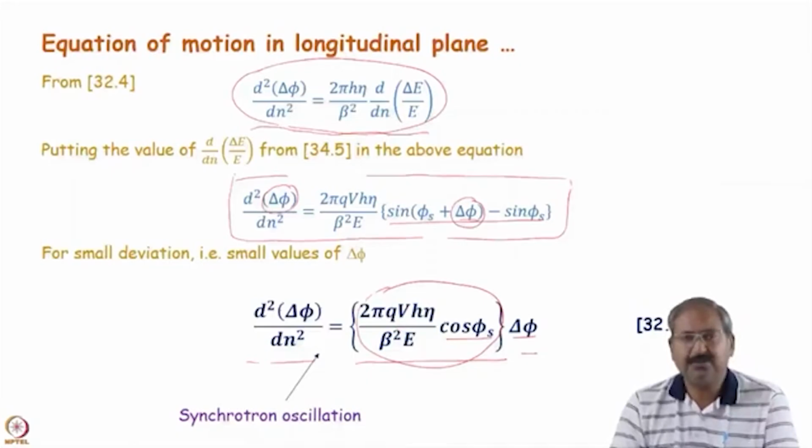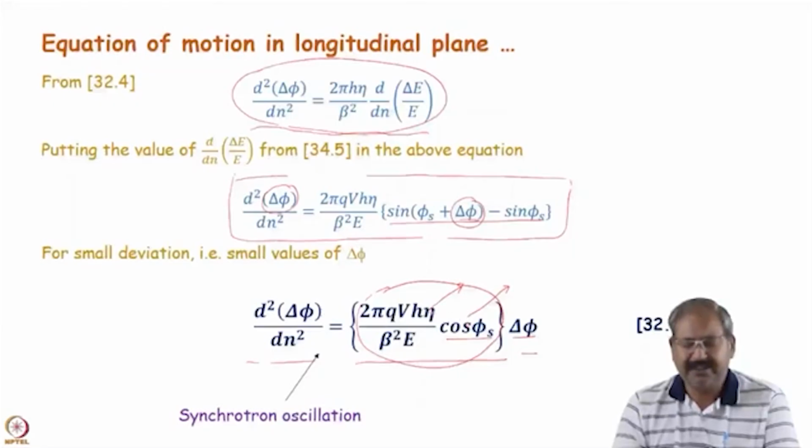Now here two quantities can be either positive or negative. One is the frequency slip factor and the other one is cos phi s. So if eta is positive, then cos phi s should be negative, and if eta is negative, then cos phi s should be positive. Only then will this represent a simple harmonic oscillator. Otherwise, an exponentially growing solution will be there, meaning not bounded motion.